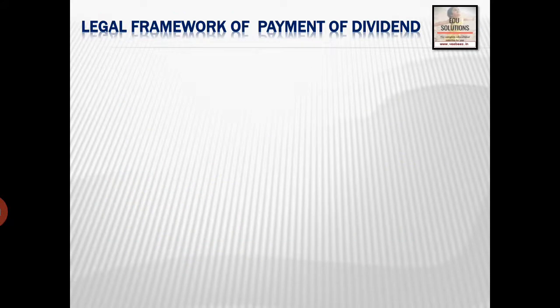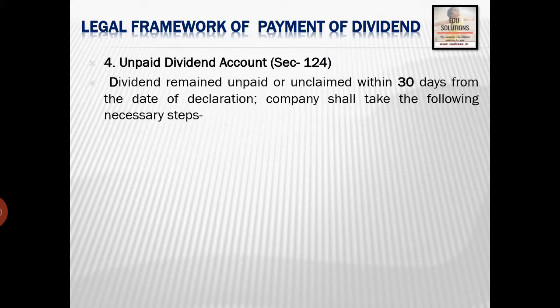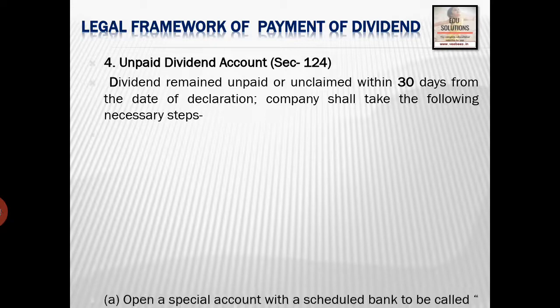The next is regarding the unpaid dividend account. Dividend should be paid within 30 days of declaration. If it is not paid or not claimed by the shareholder within 130 days, we have to take the following steps.